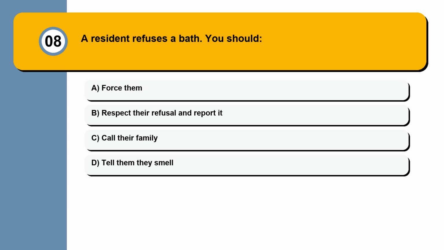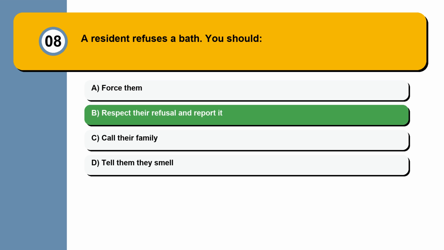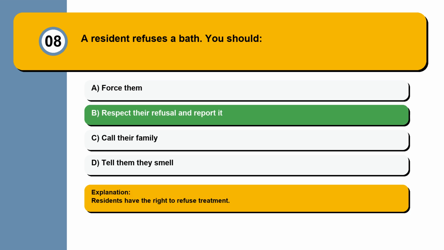Question 8. A resident refuses a bath. You should force them. Respect their refusal and report it. Call their family. Tell them they smell. Residents have the right to refuse treatment.